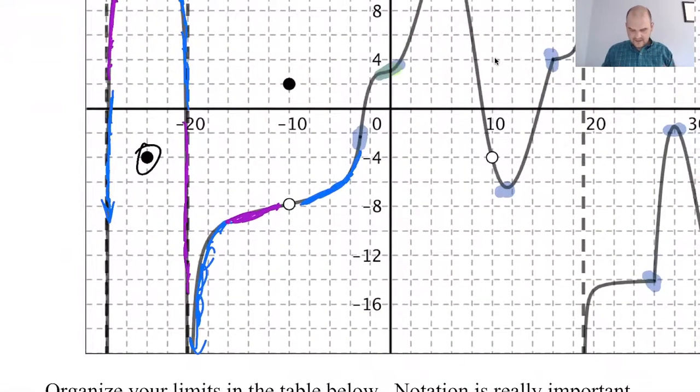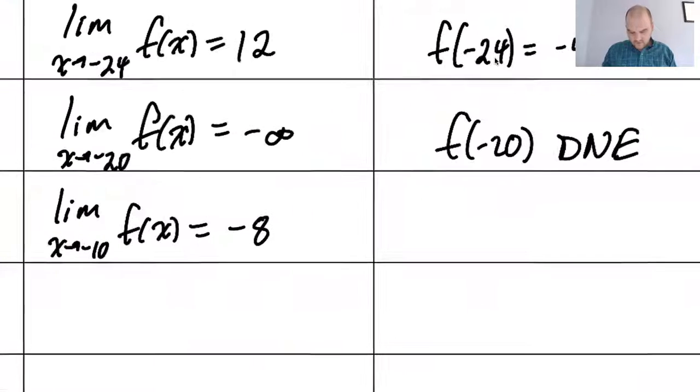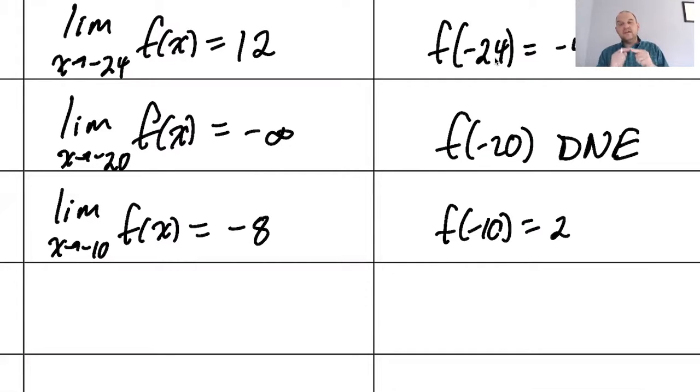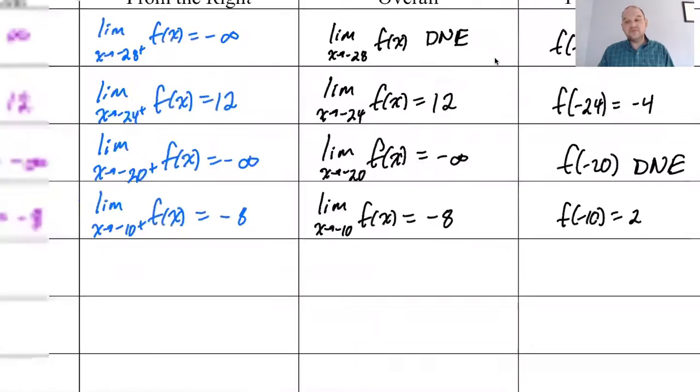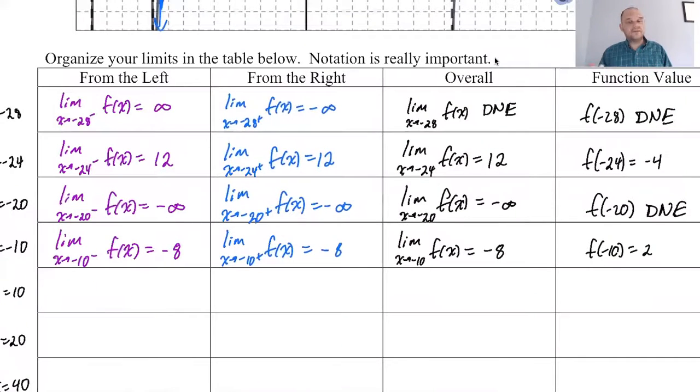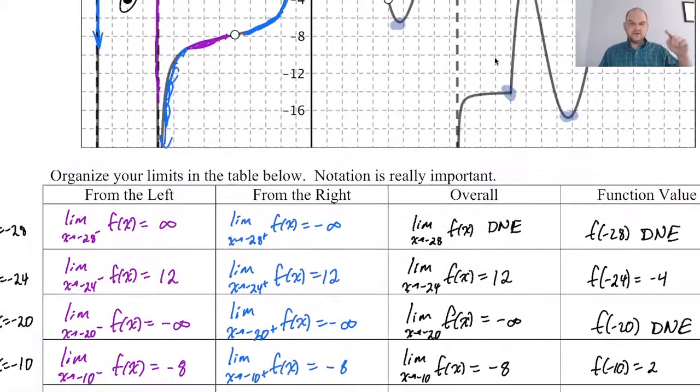So f of negative 10 is this solid dot that's up here, right? So f of negative 10 is actually 2. So this is a removable discontinuity by definition. The definition of a removable discontinuity is the limit exists and is finite and isn't equal to the value of the function. The value of the function might exist, it might not exist, it doesn't matter. If the limit exists and is finite and is not equal to the value of the function, that's the definition of removable discontinuity. You've seen those before in Algebra 2, maybe in math analysis earlier in the year. It's when you have a factor in the numerator and denominator and they cancel, you get that removable discontinuity.